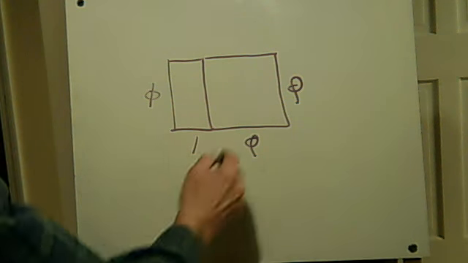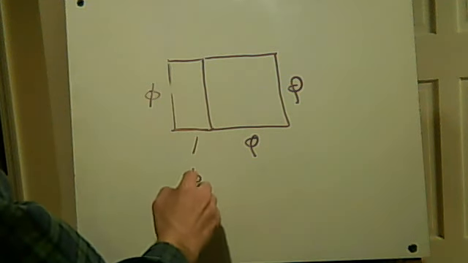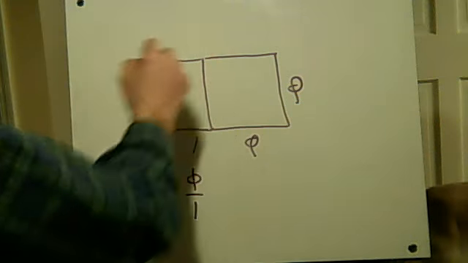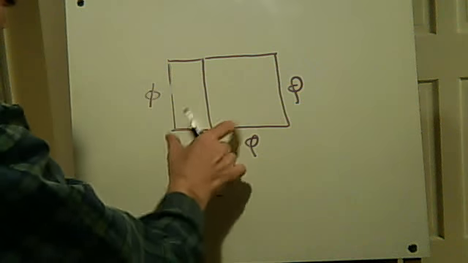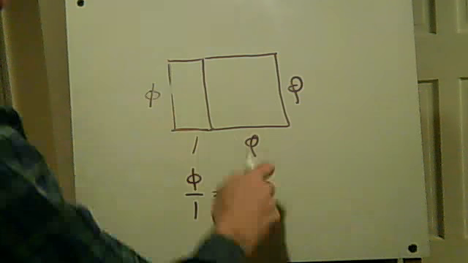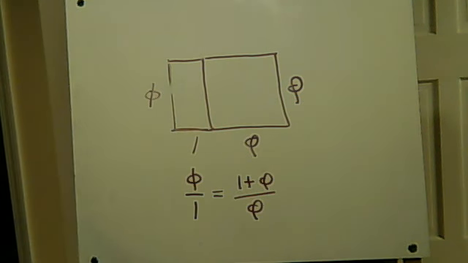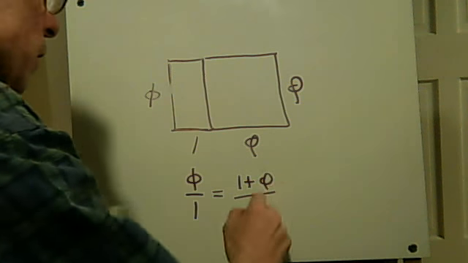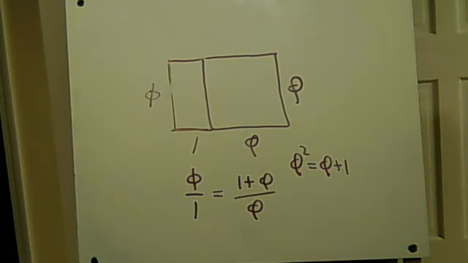Now, you can see that that's true just by looking at the ratio of the long side to the short side of the golden rectangle you started with, and then comparing that to the ratio of the long side to the short side of the larger rectangle. If you do that, you get this equation. This is the equation that we know is satisfied by phi, the golden ratio, because if you cross multiply, you get phi squared equals phi plus 1. And that's just the equation that phi satisfies.